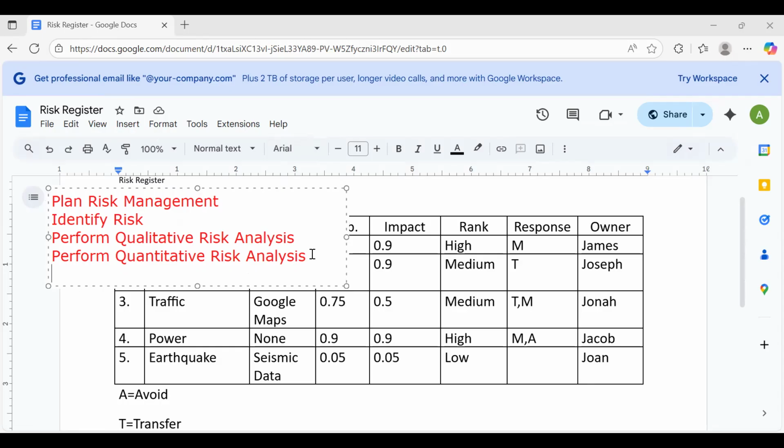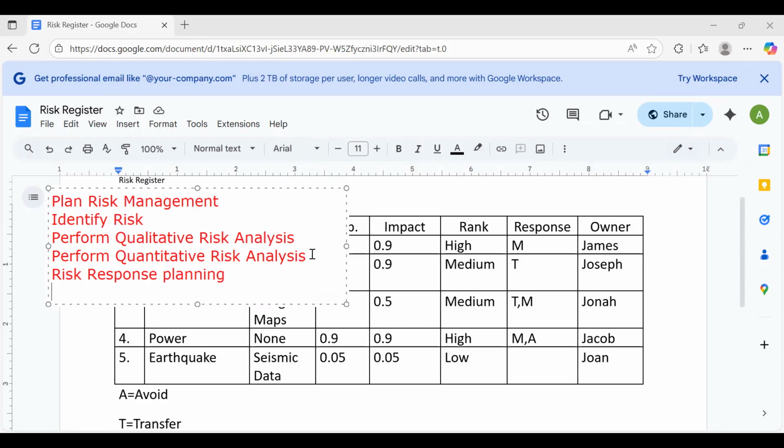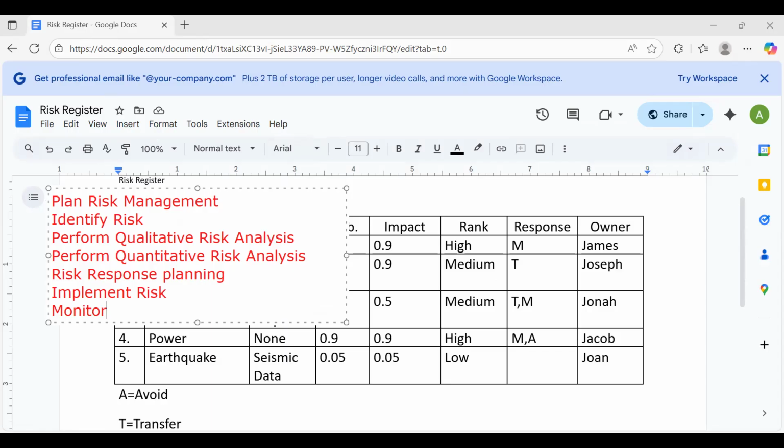After quantitative risk analysis, we talked about risk response planning, which is where we came up with the risk response plans like mitigate, transfer, avoid. Then we talked about implementing the risk responses when we go into execution and those risks occur. Then finally, we talked about monitor risk. And this will be done throughout the project till you complete the project.